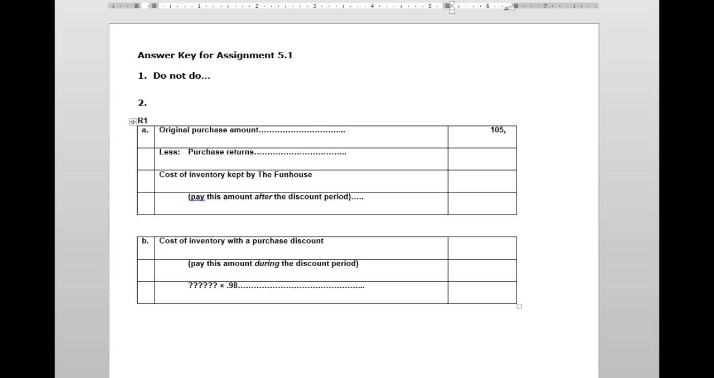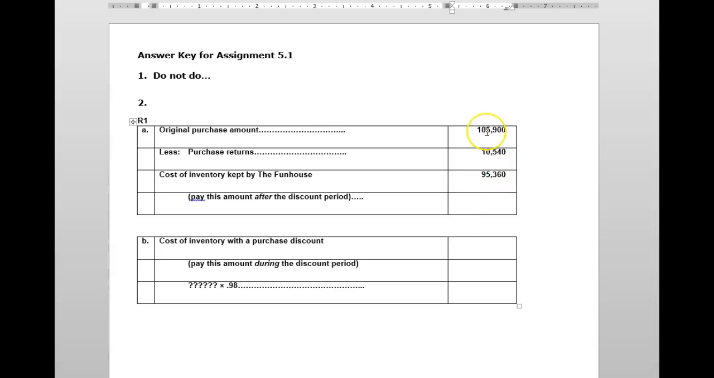$105,900, right? Then they returned $10,540. So you've always got to find what they returned. Okay, so this gives you your baseline, and this gives you the cost of the inventory after the return, which would be $95,360, correct? So that's what they owe, and that would be the amount they pay after the discount period.